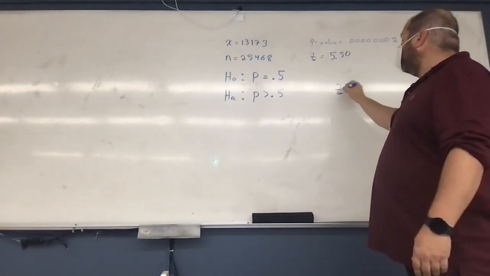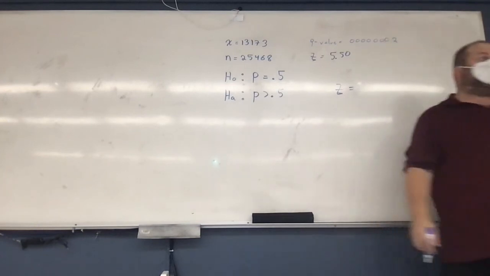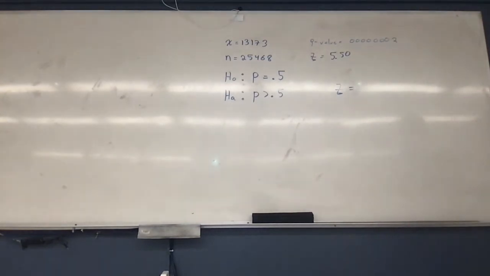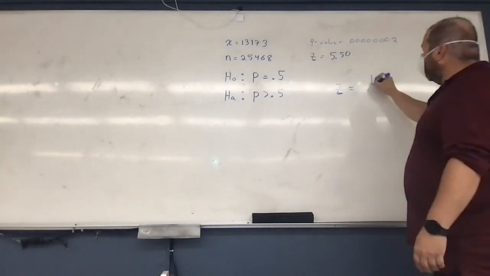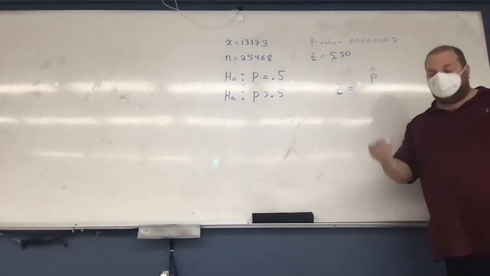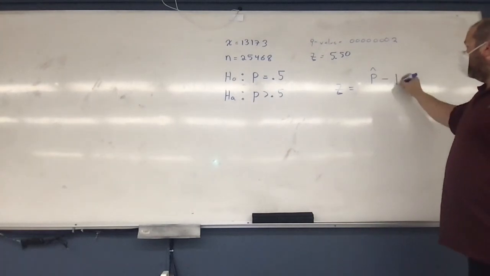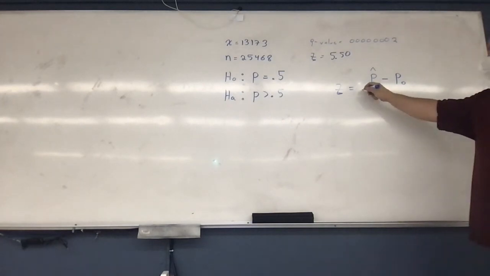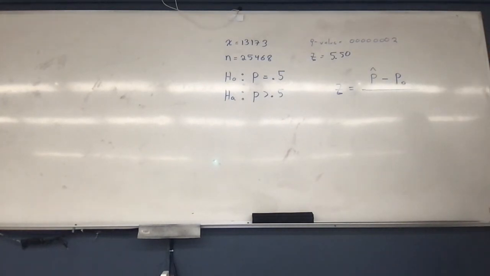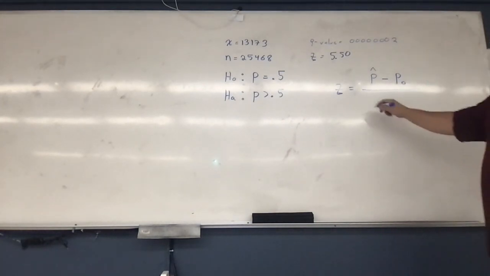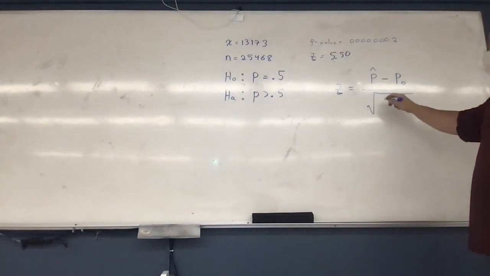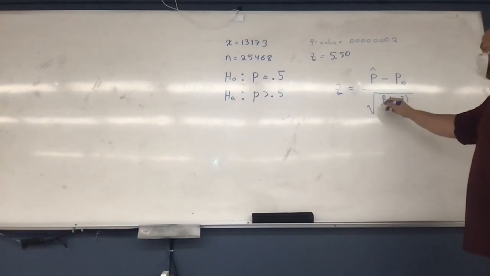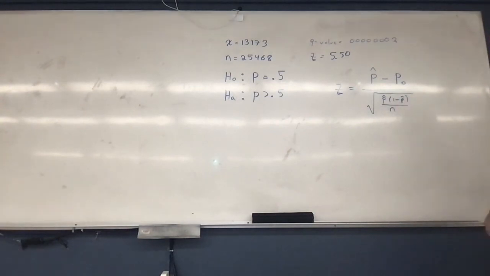We have a formula for Z, which I'm not going to derive, I'm just going to give it to you. This is the formula that your calculator uses. It's P hat minus P0, divided by the square root of P hat (1 minus P hat) over N.